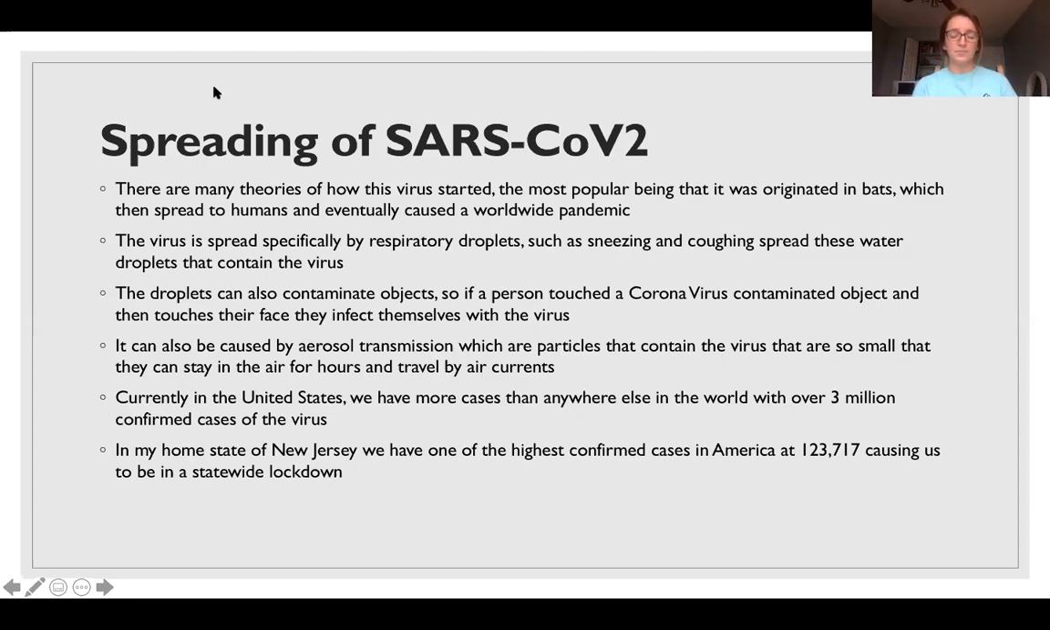And it also can be spread by aerosol transmission, which are the particles that contain the virus that are so small they can stay in the air for hours and travel by air currents, which is pretty terrifying to me.